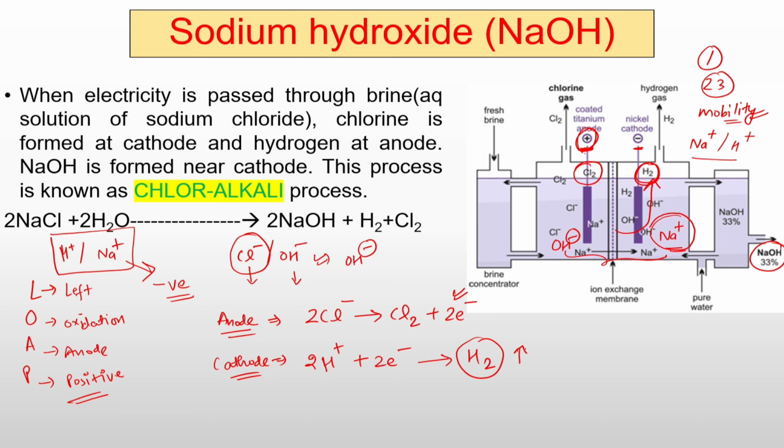H2 is one gas and Cl2 is another gas. So these two gases, Cl2 and H2, are released and what we are left with is Na+ and OH-. These two combine to give NaOH, and this is the process for the synthesis of NaOH, the chlor-alkali process.